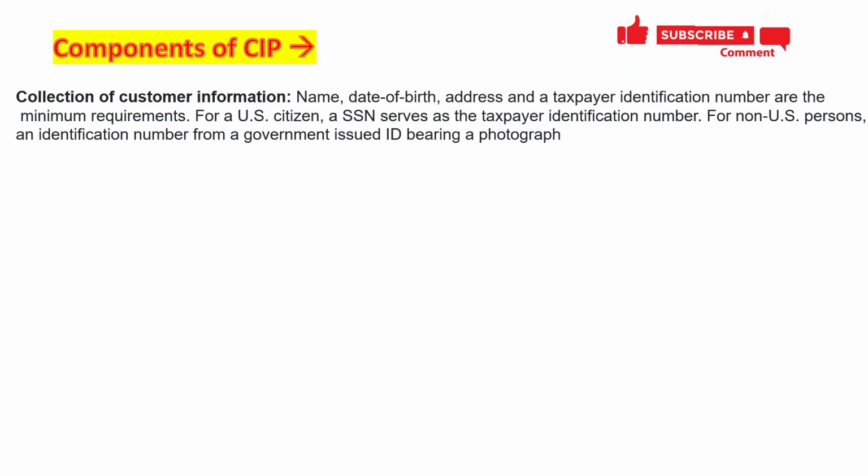And for US citizens, the social security number does everything, as in India we have Aadhaar. For a non-US person, it is asking for an ID with a photo, but that is subject to the country as well as US guidelines actually.